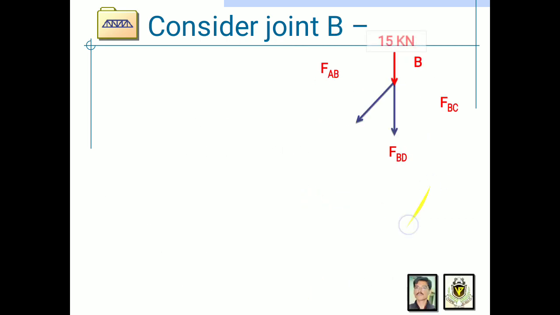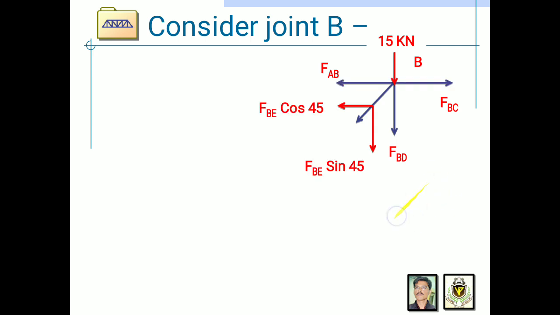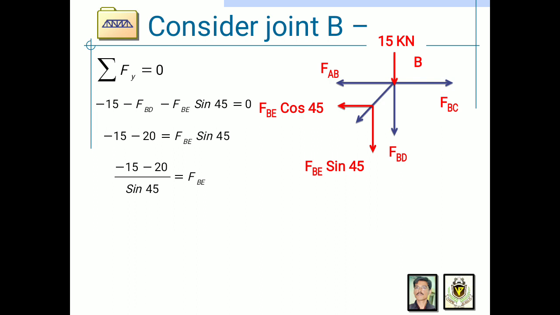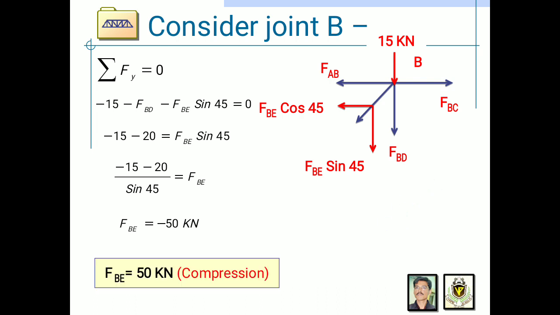Now consider joint B. At joint B, FBD, FBC and FAB, three members are connected. By applying summation Fy is equal to 0, the vertical forces are 15 kN, FBD and FBE sin 45. Three vertical forces, therefore we take the summation of these three forces: minus 15 minus FBD minus FBE sin 45 is equal to 0. By solving this equation, we will find the value of FBE, which is minus 50 kN. The negative sign means FBE is 50 kN compression.